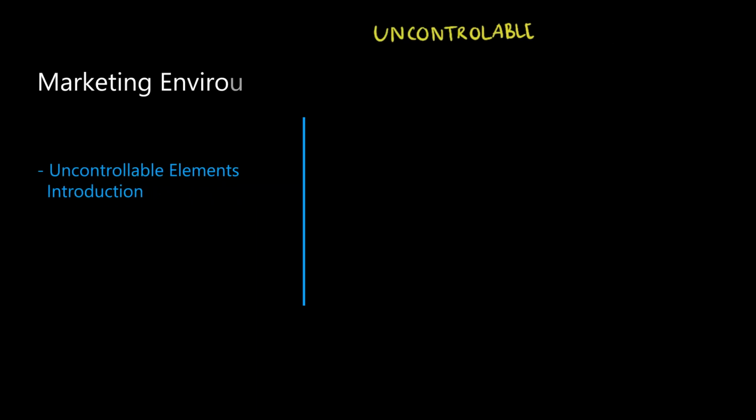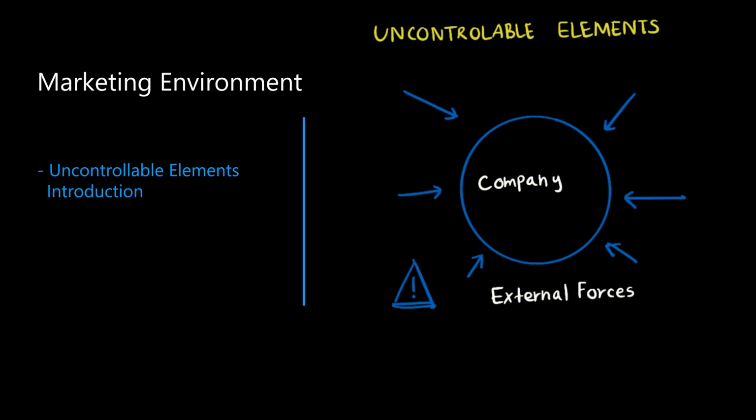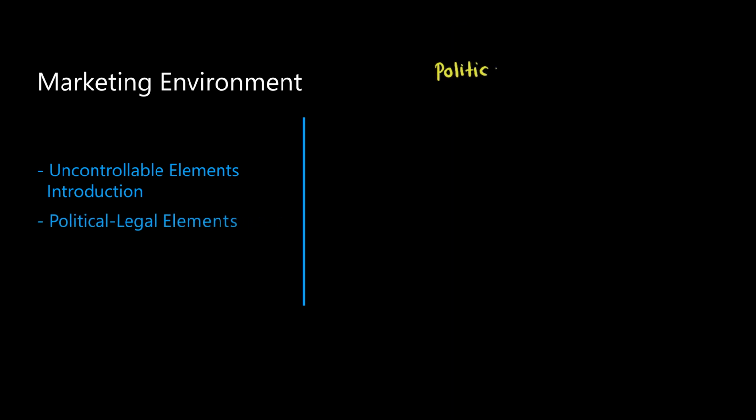Beyond the 4Ps, you must understand the marketing environment's uncontrollable elements. These external factors shape marketing decisions, but can't be directly controlled. Let me walk through each one with examples that frequently appear on exams. Political legal elements include government regulations and laws.